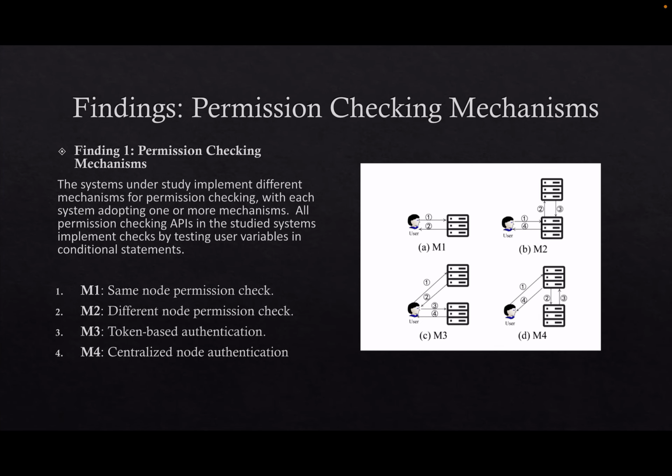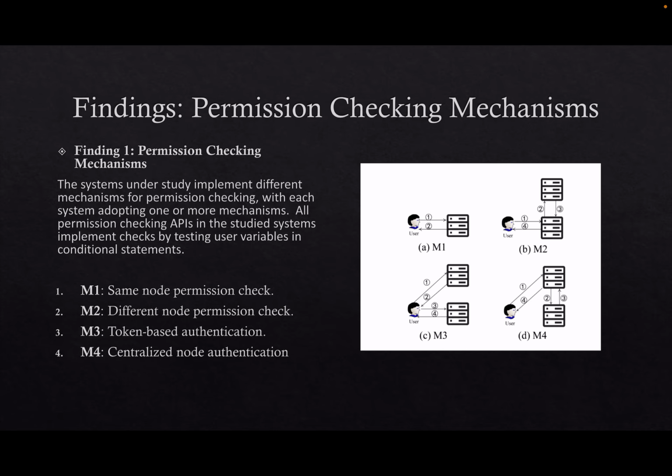Now, there were 3 findings that the authors understood by studying all the systems, and they are as shown below. The first finding is permission checking mechanism. The systems under study implement different mechanisms for permission checking, with each system adopting one or more mechanisms. All permission checking APIs in the studied systems implement checks by testing user variables in the conditional statements. So let's talk about all 4 of them.